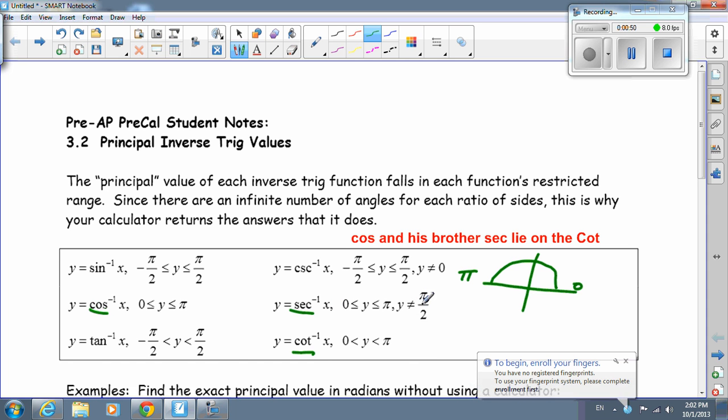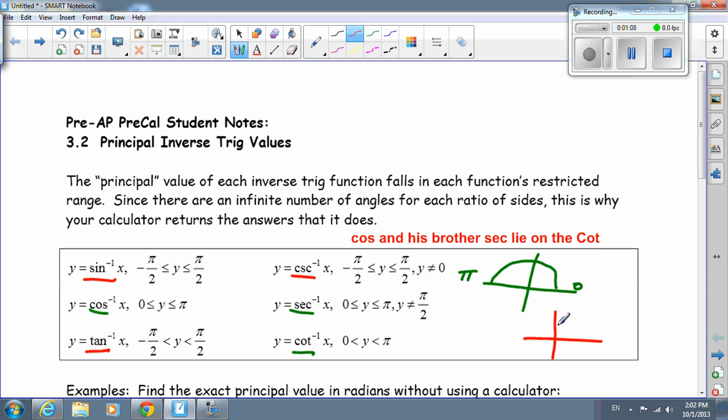It cannot be equal to pi over 2, because if it's equal to pi over 2, you get undefined. Compared to the other functions that are not cosine, secant, or cotangent, in other words, for sine, for cosecant, and for tangent, they are on the side belly or big belly, meaning from here to here. In other words, it's from negative pi over 2 to pi over 2. Let's go ahead and practice this.